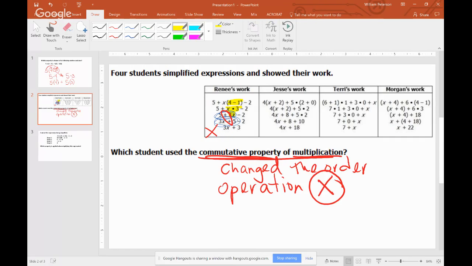Let's try Jesse's work. So Jesse did 2 plus 0 first to give you a 2. So there you have the additive identity property. And then from here to here is the distributive property. And then they're just multiplying 5 times 2 gives you 10. And then, let's see, what did they do next? So there you added 8 plus 10 gives you 18. And so I don't see anything. I see a lot of distributive property and the additive identity property, still looking for that commutative property of multiplication.